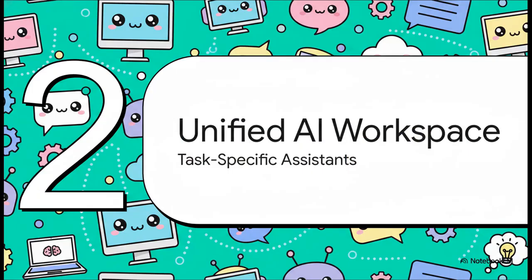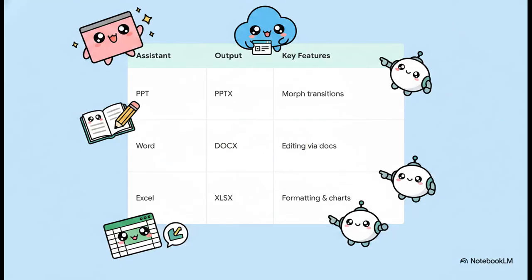Moving right along to section 2, one unified AI workspace. Now, what's really interesting here is how AionUI moves way beyond basic text generation. It actually gives you built-in task-specific assistants powered by the Office CLI. Take the PPT assistant, for example. It doesn't just spit out a text outline. No, the output format is an actual editable PPTX file, complete with morph animated slide-to-slide transitions and coherent story pacing.